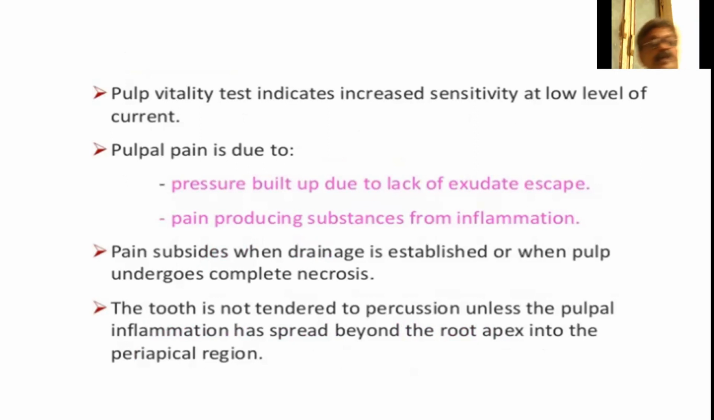Then pain subsides when drainage is established or when pulp undergoes complete necrosis, है ना. या तो पल्प पूरी डेड हो जाएगी तब पेशेंट का पेन सबसाइड होगा, क्योंकि पल्प ही सारी चीज की जड़ है ना. या हम उसको पस निकलने का रास्ता बना दें, जैसे कि रूट कैनाल ट्रीटमेंट कर दें तो ड्रेनेज स्टेब्लिश हो जाएगा तो पेन अपने आप खत्म हो जाएगा. The tooth is not tender to percussion unless the pulpal inflammation has spread beyond the root apex into the periapical region. जैसे ही पेरियापाइकल रीजन में जाता है दांत टेंडर हो जाता है, अदरवाइज दांत टेंडर नहीं होता है.